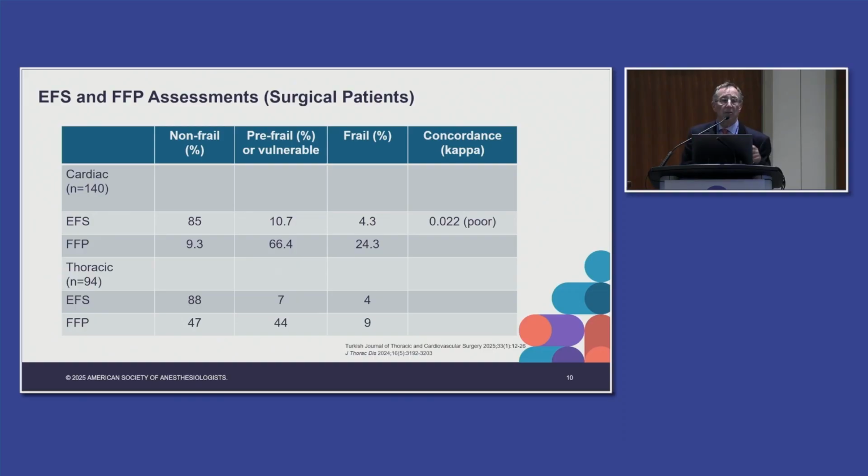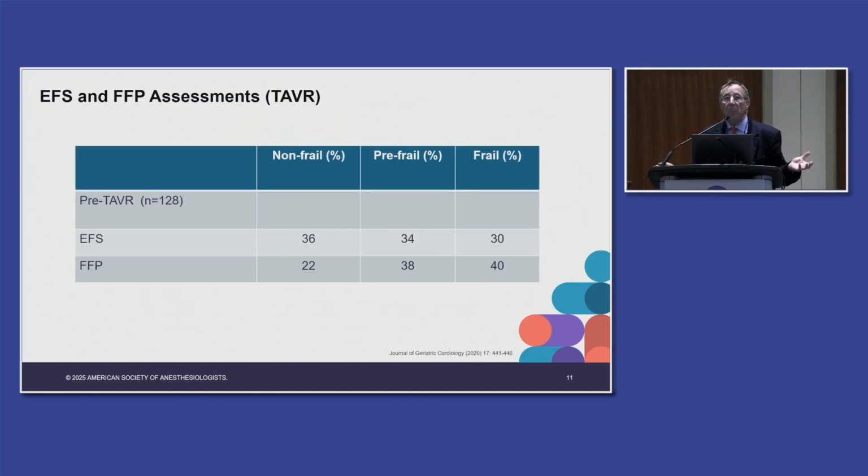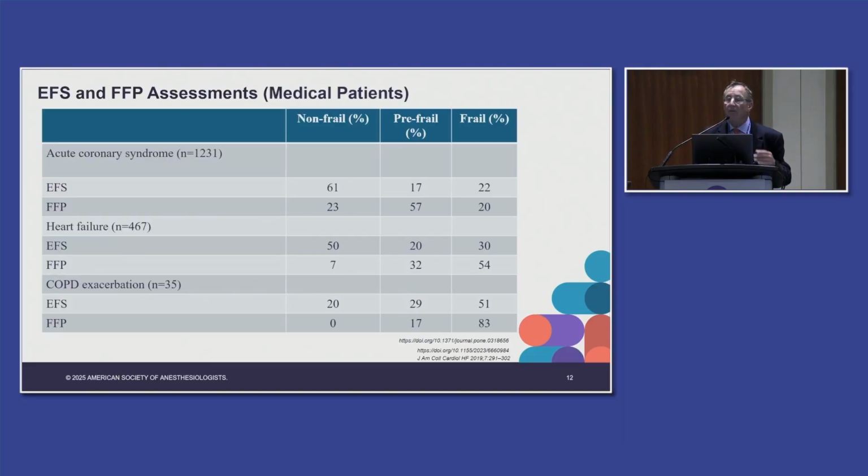And not only that, but in this cardiac study, they looked at concordance, and they found very, very poor concordance between the two assessment instruments. Here's another example. There's the same type of outcome. This is with TAVR patients, where they're seeing the same type of thing. Higher incidence of frailty in those patients using the Fried phenotype as opposed to the Edmonton, which shows lower incidence of frailty and more robust patients. Even in medical patients, this same type of outcome is shown. So there are differences in the categorization of frailty depending on which assessment instrument is used.